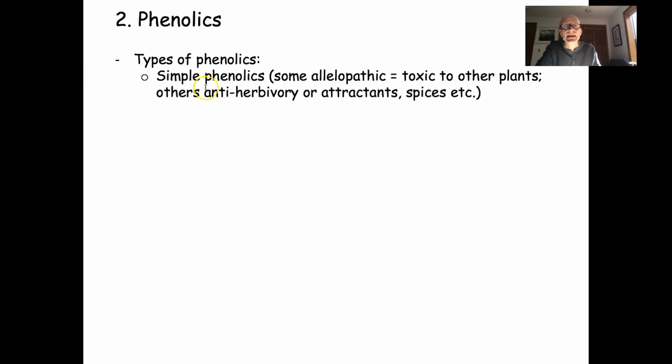But there are also other examples, anti-herbivory or attractants. Anti-herbivory means the plant produces a substance so that it doesn't get eaten by an herbivore, or attractants for pollinators, for example.